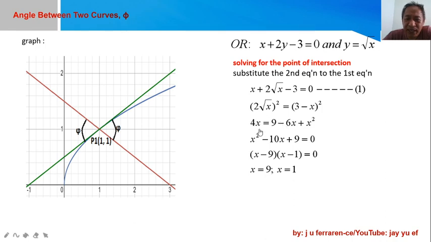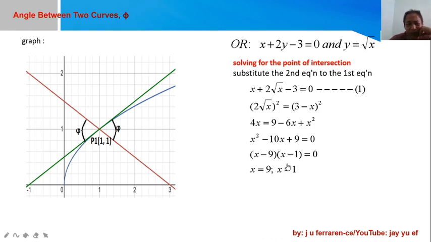So this is 4x. This is a perfect square trinomial product, so we have 9 minus 6x plus x squared. Rearranging, x squared, their sum is minus 10x, plus 9. Factorable, and we have x minus 9 as one of the factors, and x minus 1, with roots of 9 and 1.